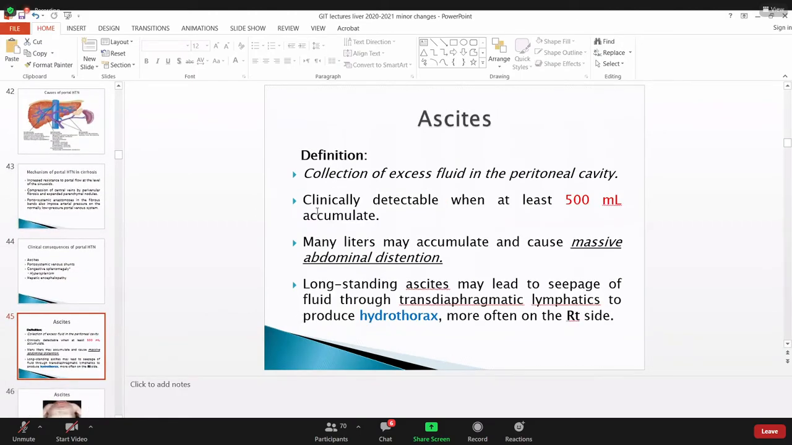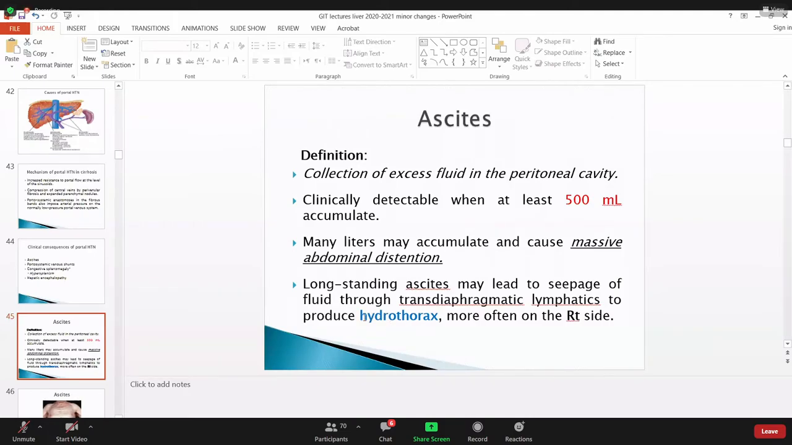Ascites, as we said, is a collection of excess fluid in the peritoneal cavity, clinically detectable when at least 500 ml accumulates. يعني نص لتر عشان يبين إنه في swelling بالabdomen. Many liters may accumulate and cause massive abdominal distension, زي الصورة اللي شفناها. Long-standing ascites may lead to seepage of fluid through the transdiaphragmatic lymphatics, فممكن يعمل لي hydrothorax.